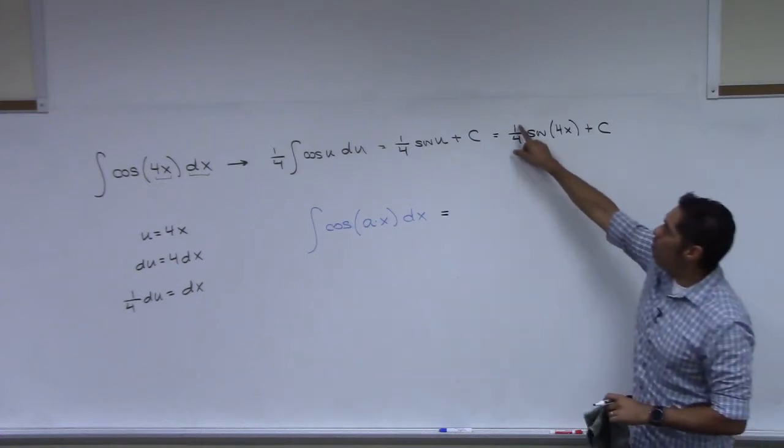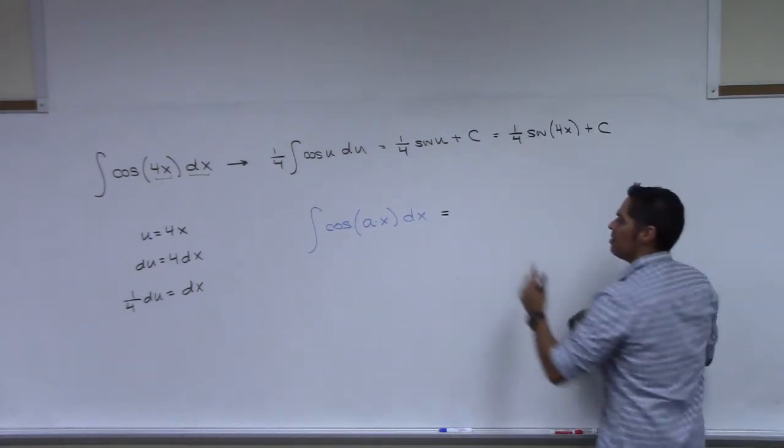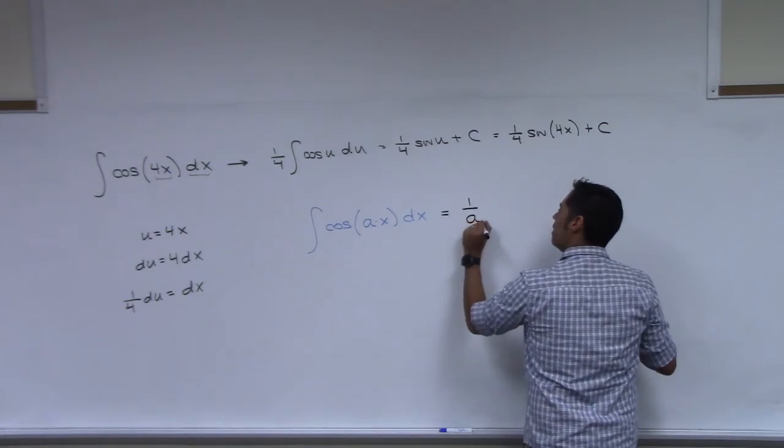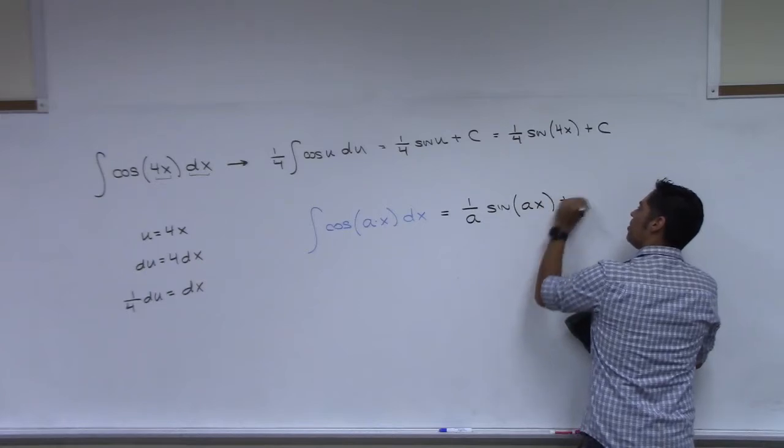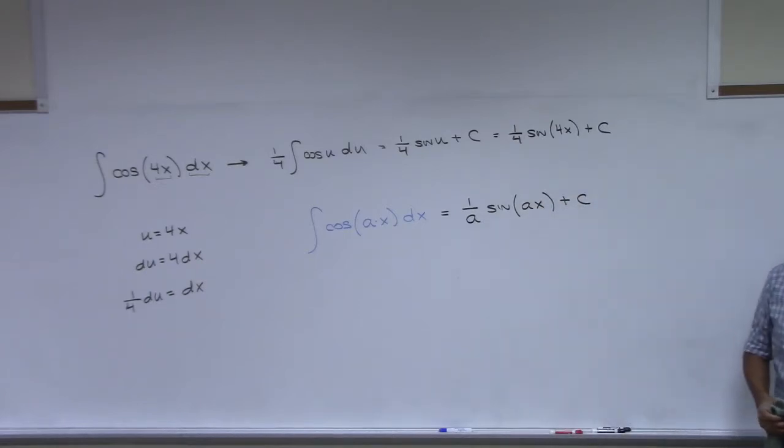I'm going to have 1 over that number out front, right? So this is going to become like 1 over a sine of ax plus c. Does that make sense?